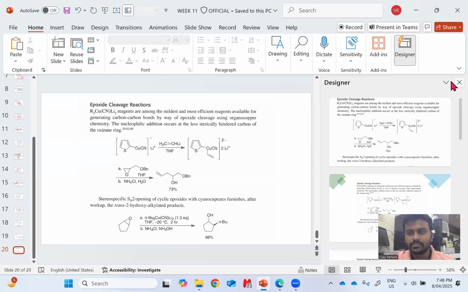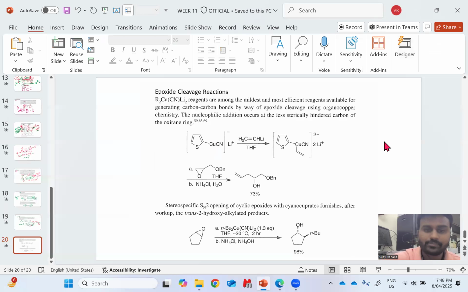So here are some more examples of some reactions, and particularly this cyanocuprate compound. We can use, sorry, the thiophene cyanocuprate, and this entire thiophene is negatively charged, so we can add the lithium compound, and it can give the formation of this organocopper reagent, in which one group is the thiophene and one is the olefin attached to the copper.